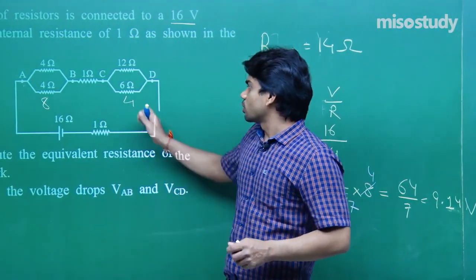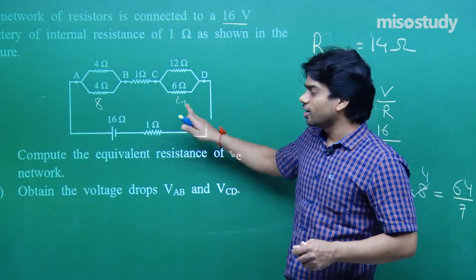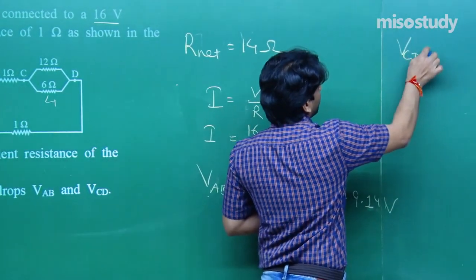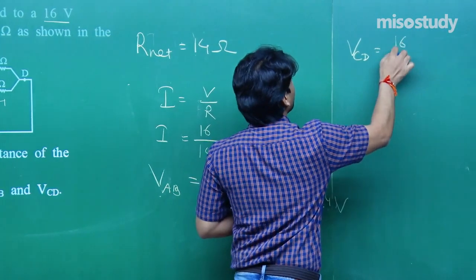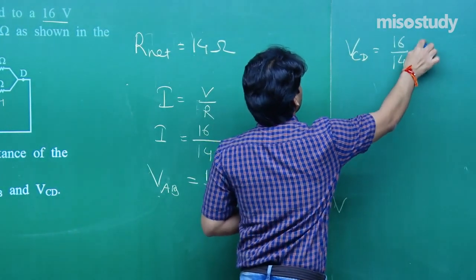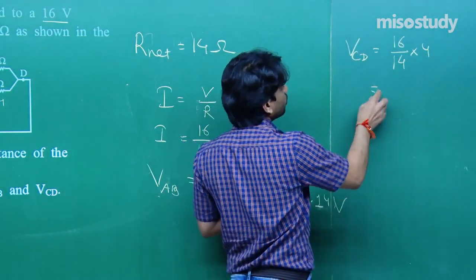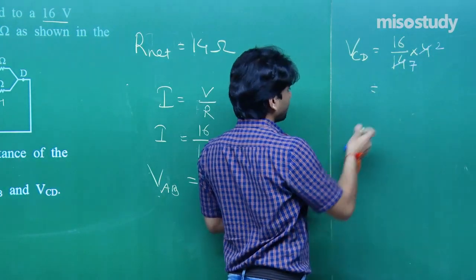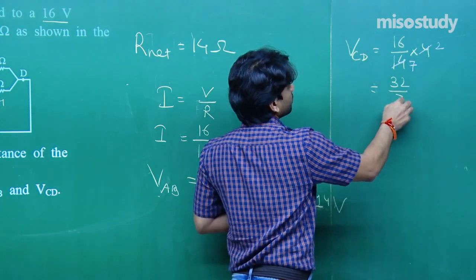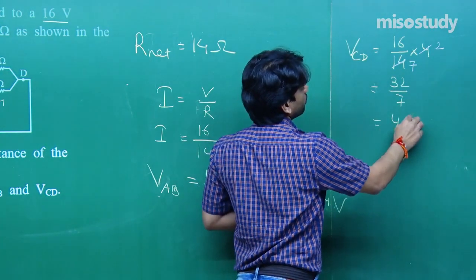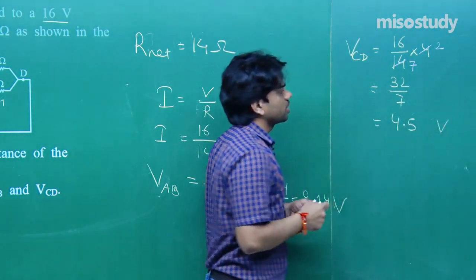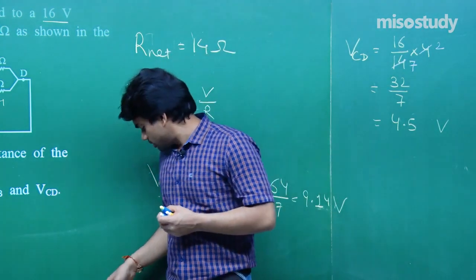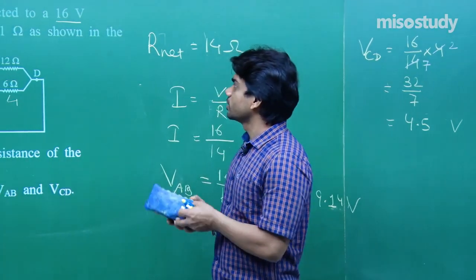Similarly for VCD also, for VCD the net resistance is 4 ohm, V equals IR you may use, because current we know has come out to be 16 by 14 or 8 by 7 into 4. This will again give you 32 by 7, 4.5 something like this. Further you can calculate. Not too tough for you all to make it out, how simple this is for us to evaluate.